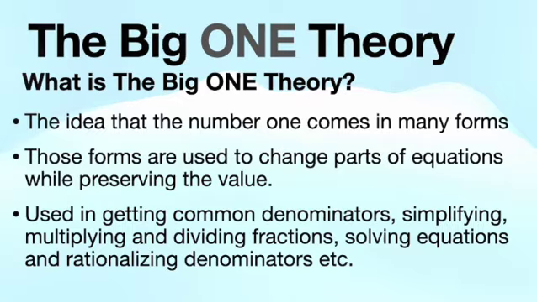So like 5 over 5, x over x, 5 to the 0 power, log base 6 of 6, and all of these different ways that all equal 1. They are the identities. And you can use those forms of the number 1 to change parts of equations while preserving the value of the equation, so you keep it balanced.